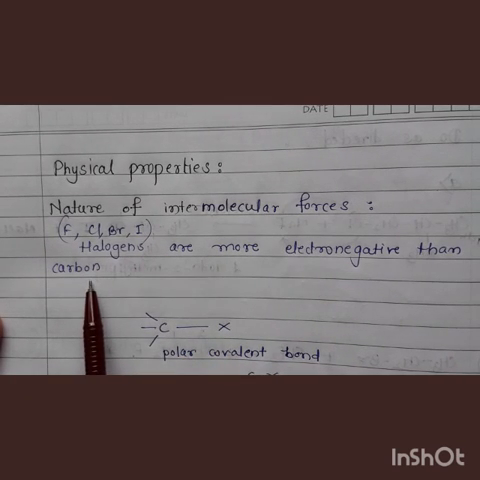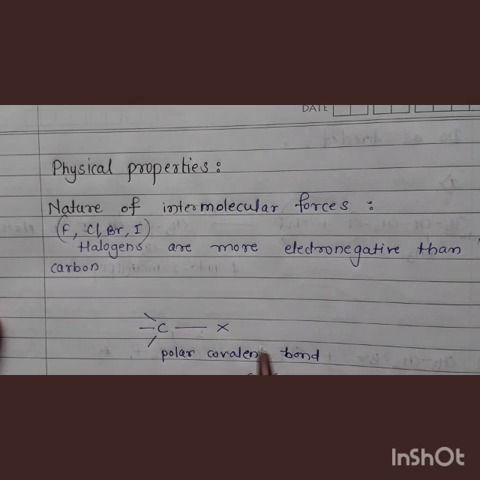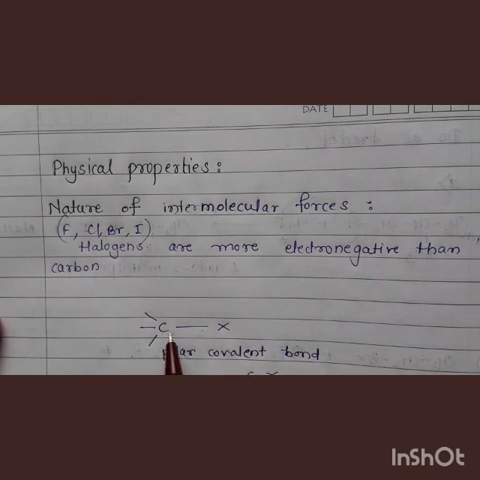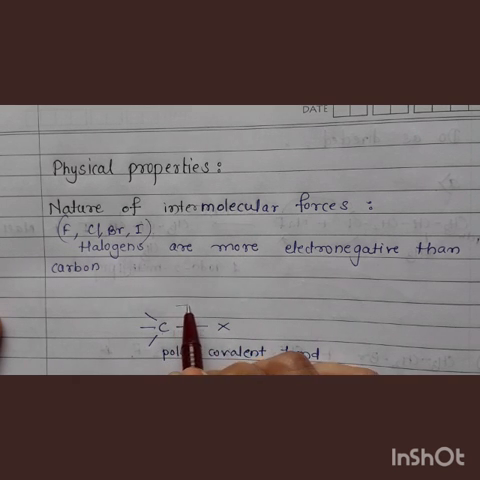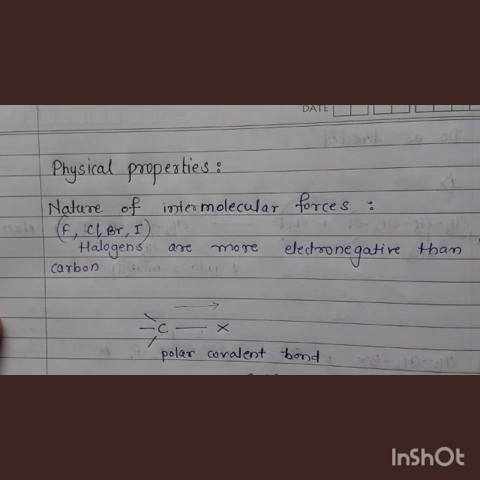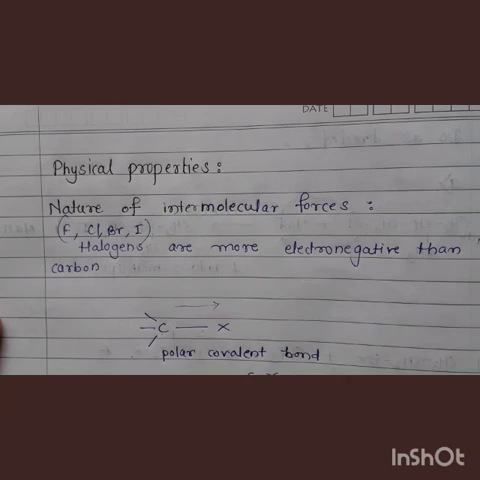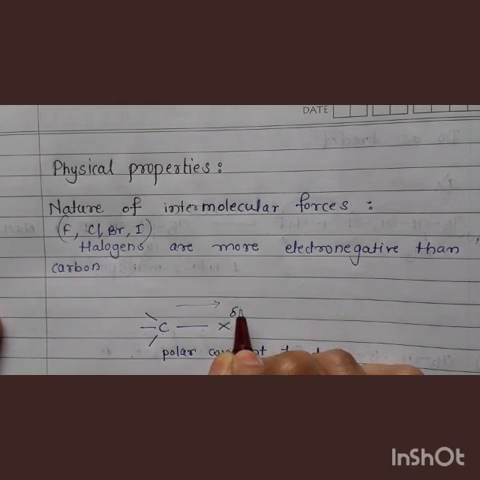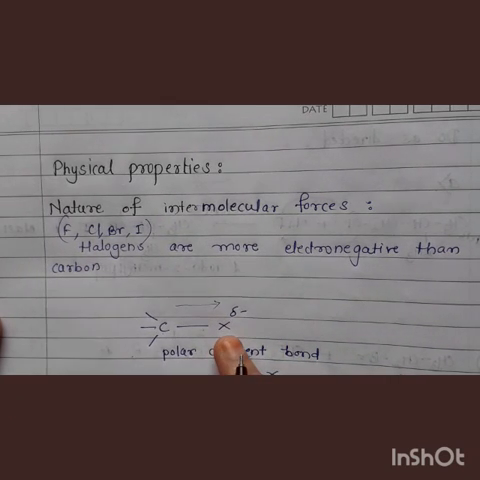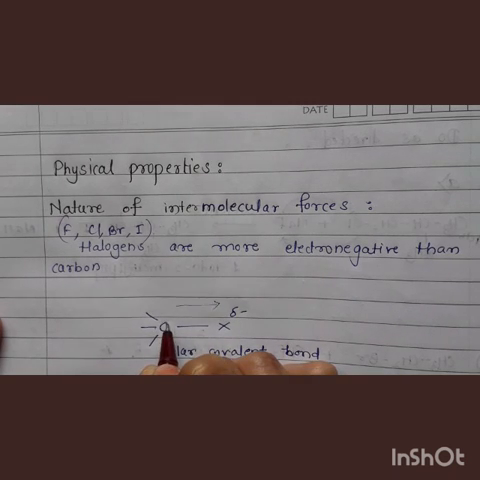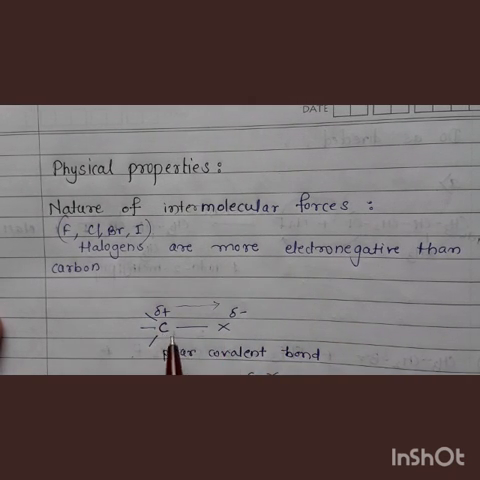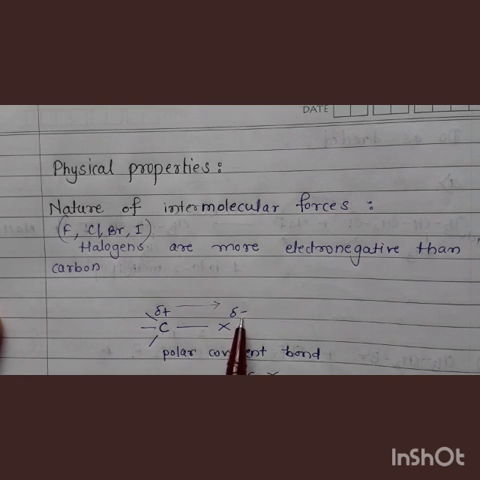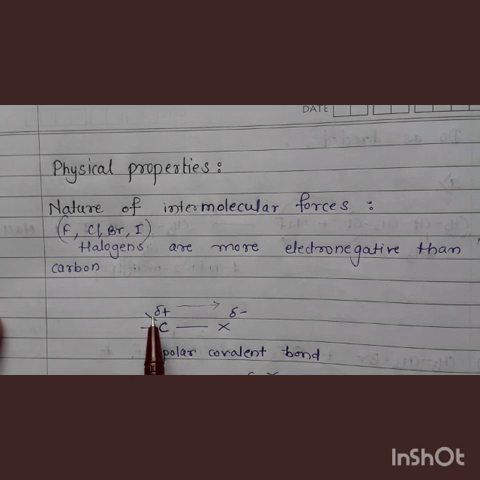compared to carbon. So as a result, what happened in the bond between carbon and halogen? Halogen being more electronegative, it pulls the electron cloud towards itself. So partial negative charge is developed on the halogen, and the carbon atom bears partial positive charge. Here you can see there is a charge separation. Halogen possesses partial negative charge and carbon possesses partial positive charge.